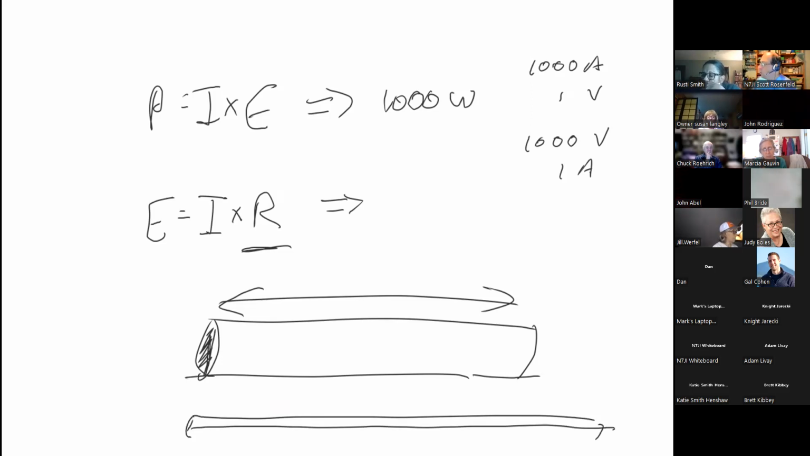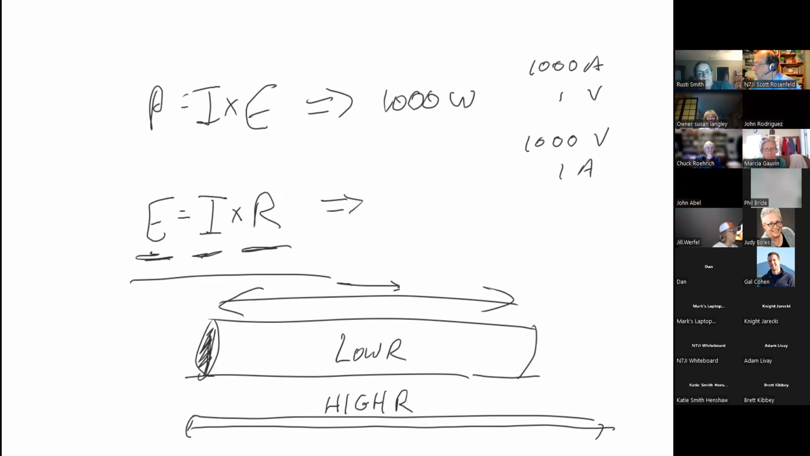So now we're going to look at this one, E equals I times R. The resistance of this wire is very low. The resistance of this wire is very high. Well, if I have a fixed current going into it, which one is going to have more of a voltage drop across it if I measure it? If I have the same amount of current flowing through it, this is going to be a low voltage drop. This is going to be a very high voltage drop.